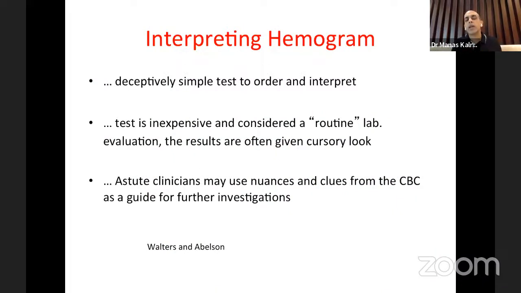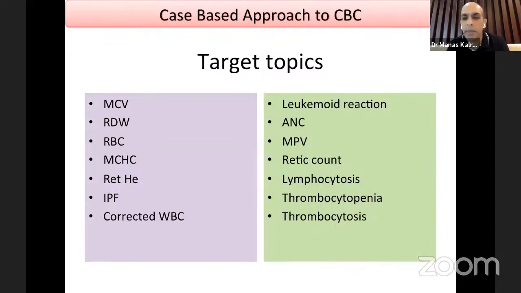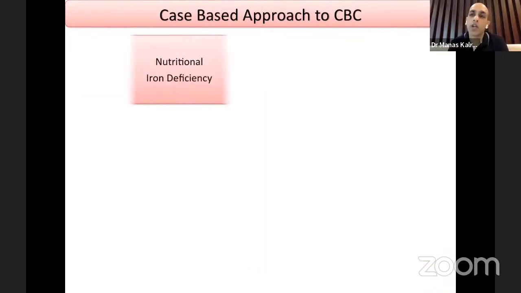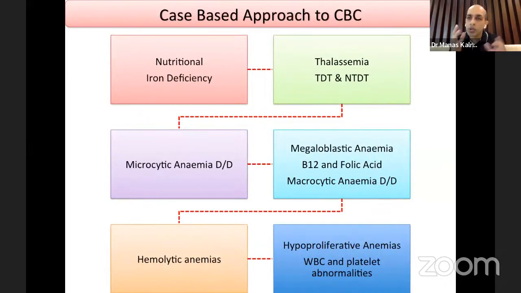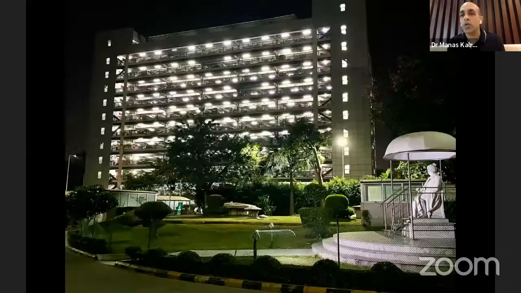So hemogram, deceptively, is a simple test to order and interpret. It is very informative. It is often treated as a routine test, but an astute clinician may use the nuances and clues from the CBC to guide further investigation and make a correct diagnosis. We looked at many things today, and I hope that this session was helpful to you. Through the spectrum of all these diseases, I took you through each and every CBC in all these conditions and tried to explain how one CBC can help you make a diagnosis of a difficult condition.